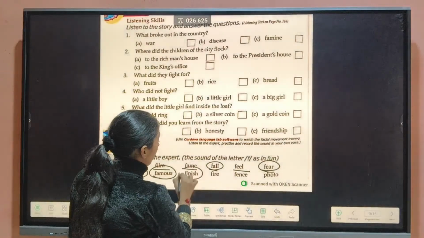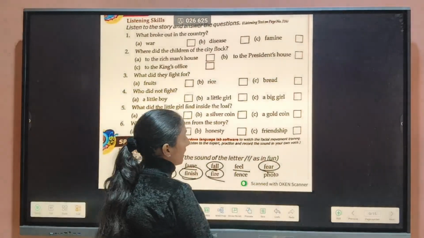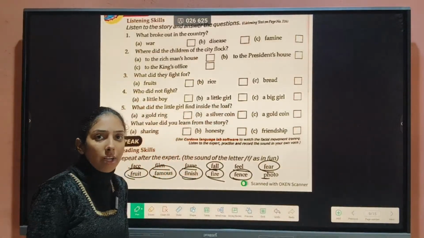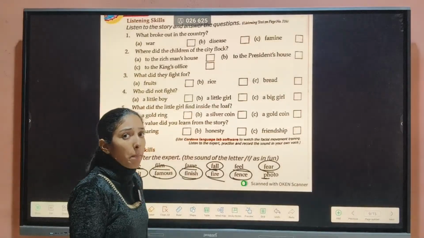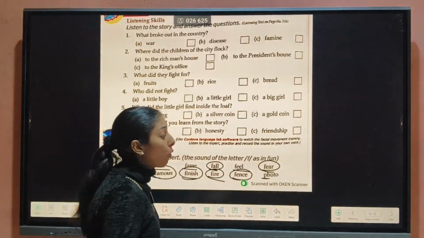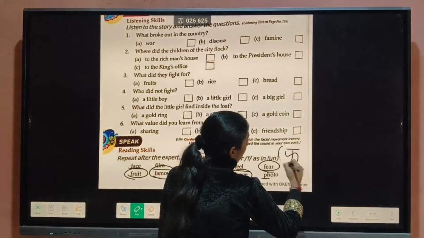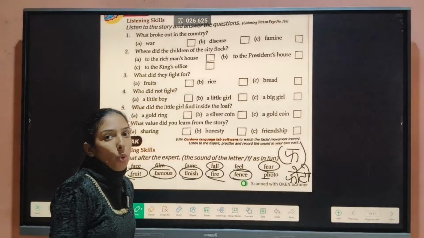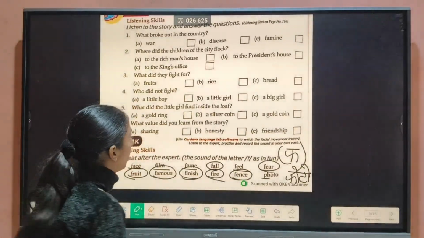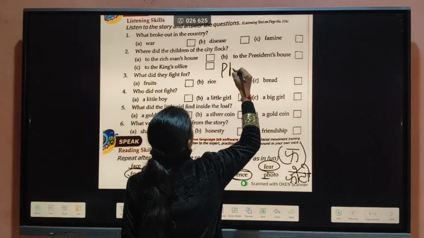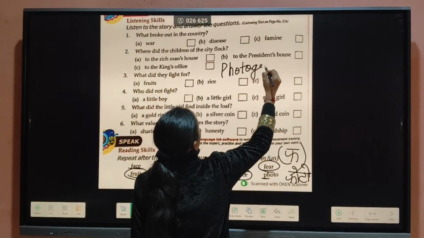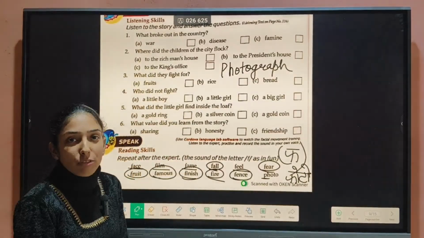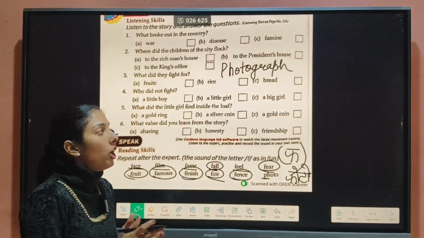Famous. Finish. Fire. Fence. Ma'am, starting from P, but we don't say poto, we say photo. Sound of letter F. We call it photo, not poto. Okay? Photo. And what will this be? Photograph. Will it be called poto-graph? No, we call it photograph.